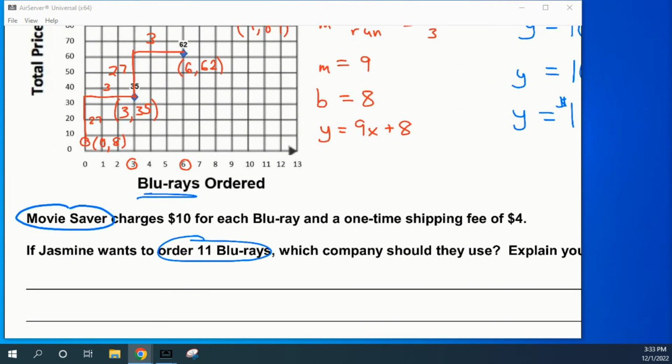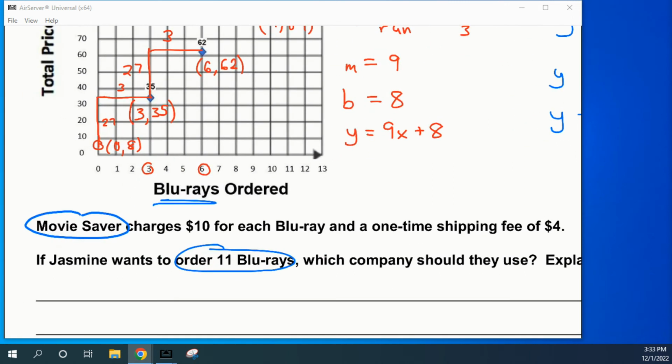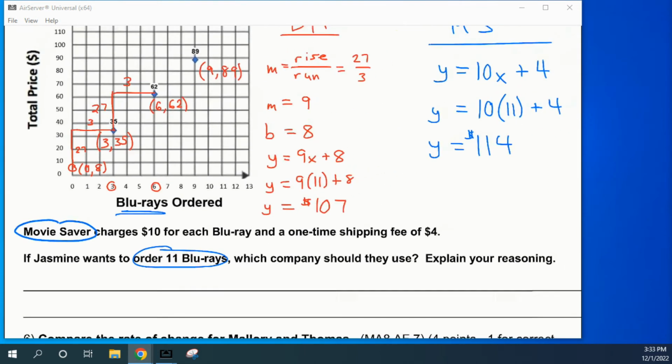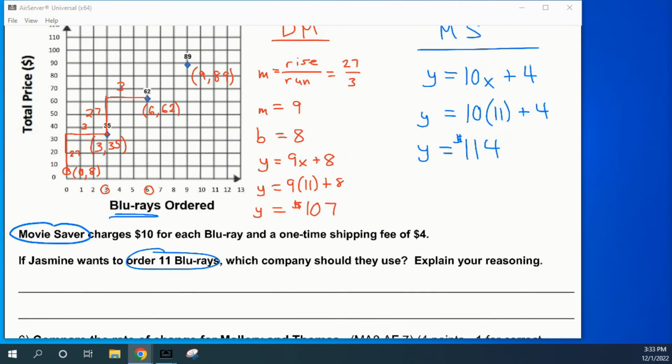For discounted movies, 9 times the 11 Blu-rays plus 8. So 9 times 11 is 99, plus 8, I got 107. Okay, so it's $107 for discounted movies.